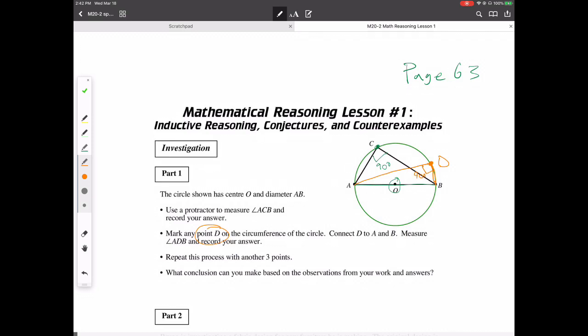I can pick any other points that I want. So let's do another point. Let's make a point of E down here. And if I connect E to A and B, conveniently enough, this also gives me an angle of 90 degrees. What conclusion can you make based on the observations from the work and the answers?